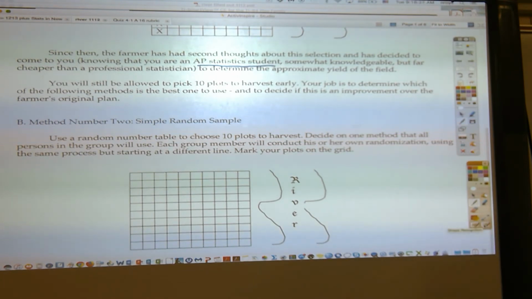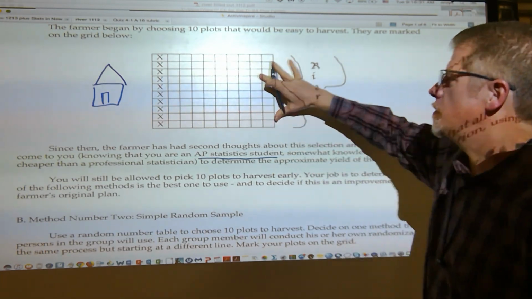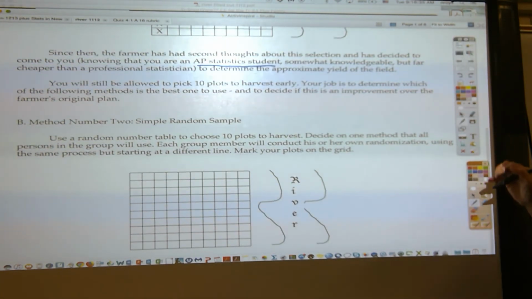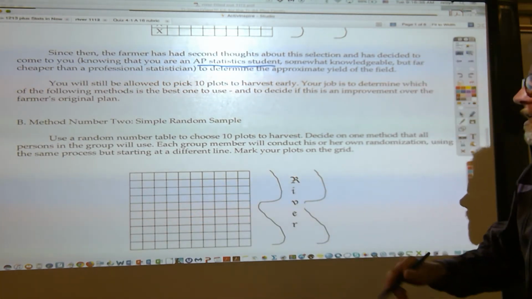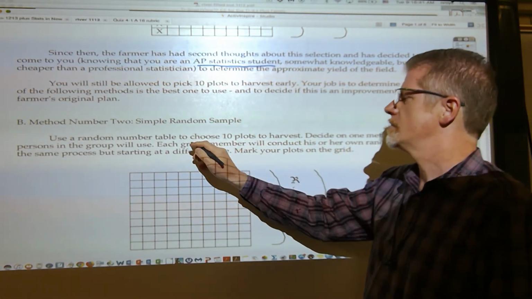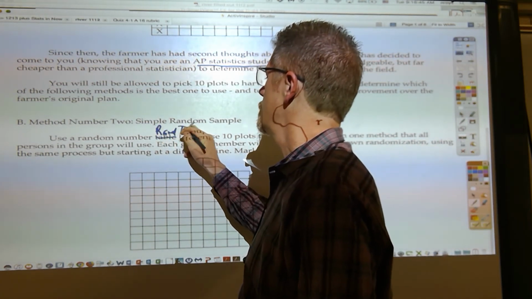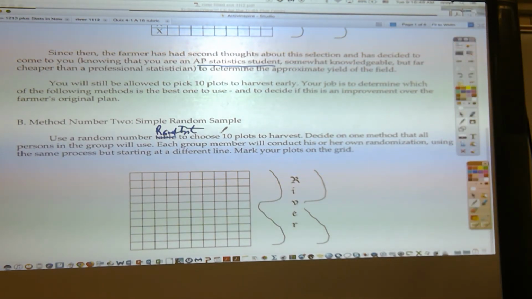Okay, so 10 plots that are hopefully representative of the 100 plots is what we're shooting for. He doesn't want a convenience sample. So I'd like you to take out your calculator, and you're going to use a random number feature on your calculator called the random integer, which we had experience with when we were playing the Yahtzee game.